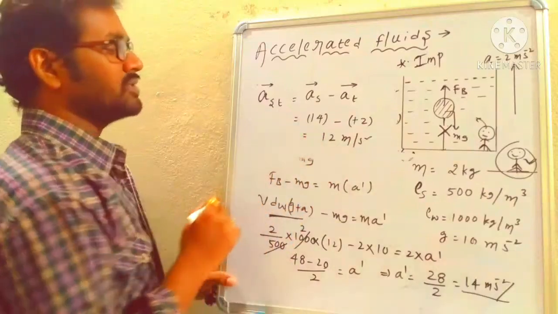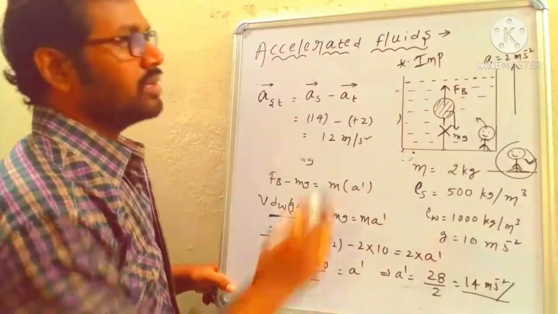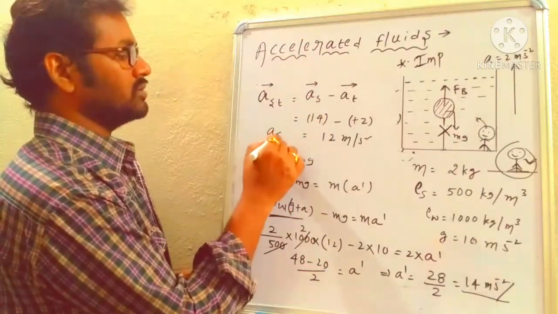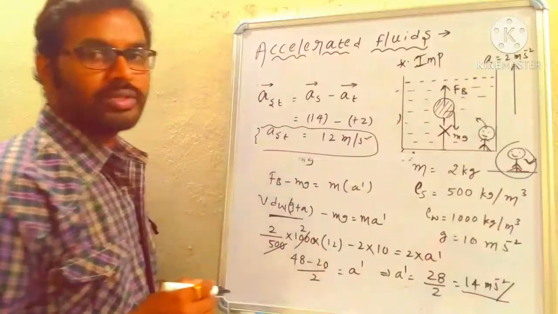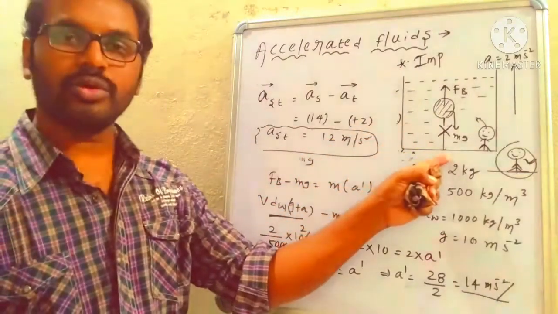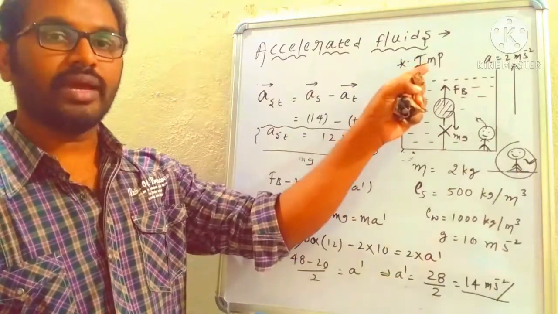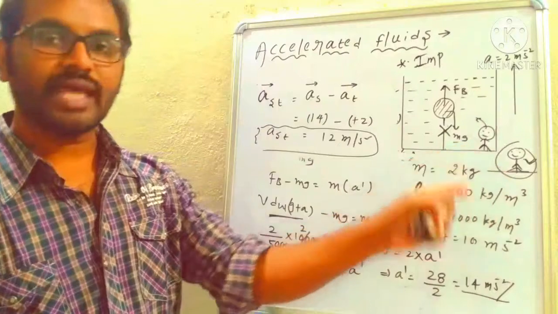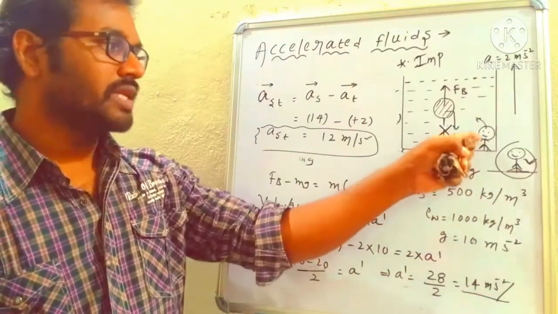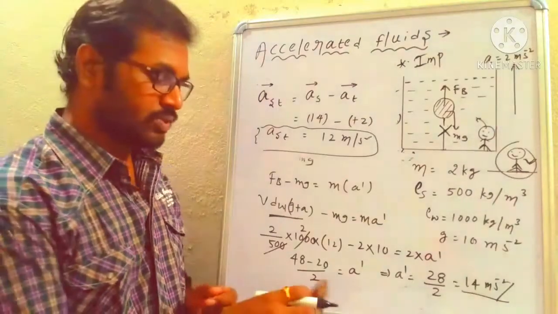You got the positive answer, which means acceleration of the sphere with respect to tank is also in the upward direction. So you got the final result. So when we got the tension, when a string is connected to the bottom, if the string cuts there, the sphere is moving in the upward direction with an acceleration. With respect to inertial frame, we got the answer 14, and with respect to the container, we got the answer 12 meter per second square.